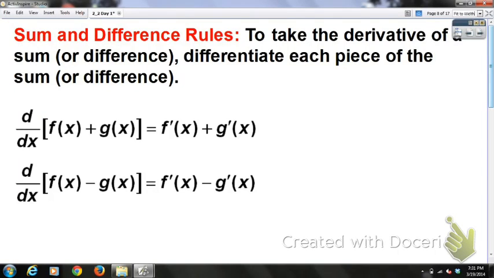As you observed in C above, the sum and difference rule for differentiation: in order to take the derivative of a sum or difference, we're just going to differentiate each piece of the sum or difference individually. So the derivative of f of x plus g of x would be the derivative of f of x plus the derivative of g of x. Same thing for subtraction. The derivative of f of x minus g of x would be equal to the derivative of f of x minus the derivative of g of x. Let's do a couple examples just to reinforce this.